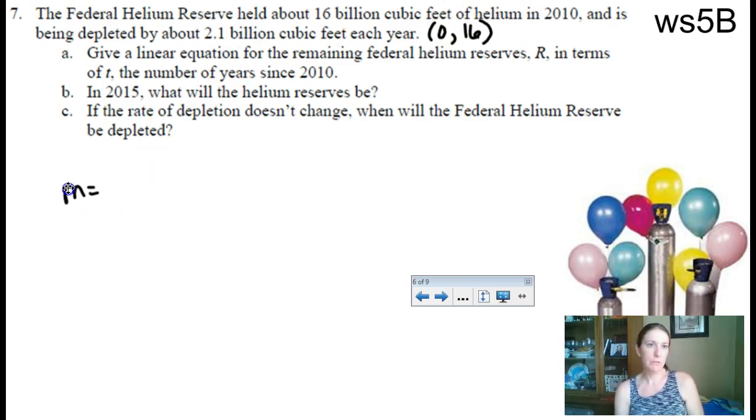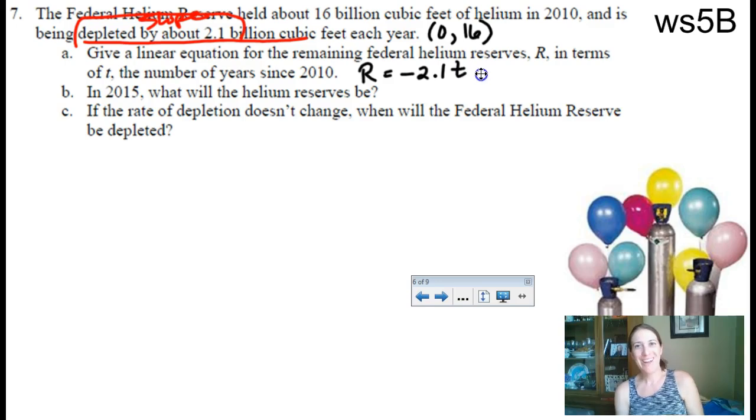Oh, no, they already told me the slope. It's being depleted by 2.1 billion cubic feet per year. That's the slope. All right, I think I'm done for the first part. The reserve is being depleted, so subtracting 2.1 billion cubic feet every year, and it started with 16 billion cubic feet. So in 2015, how much is left?